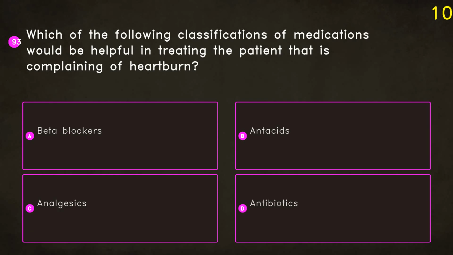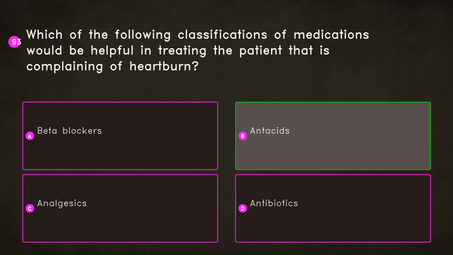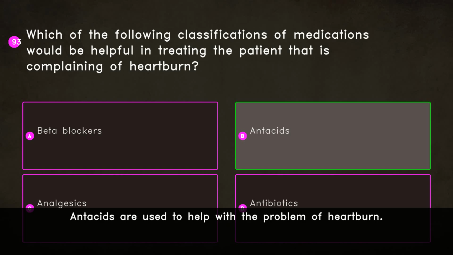Question 93. Which of the following classifications of medications would be helpful in treating the patient that is complaining of heartburn? A. Beta blockers. B. Antacids. C. Analgesics. D. Antibiotics. The correct answer is antacids. Antacids are used to help with the problem of heartburn.